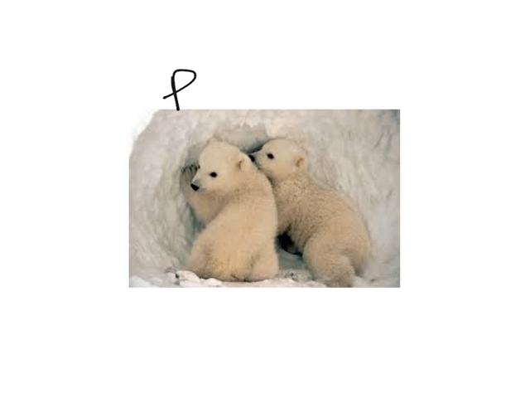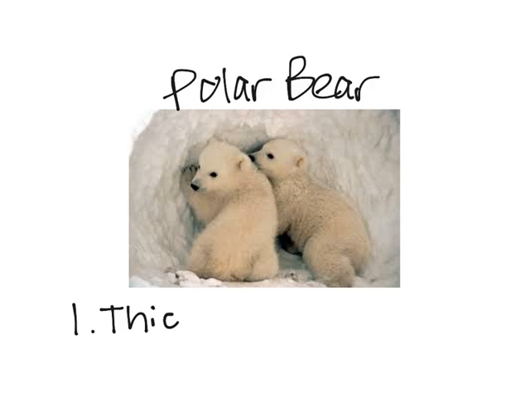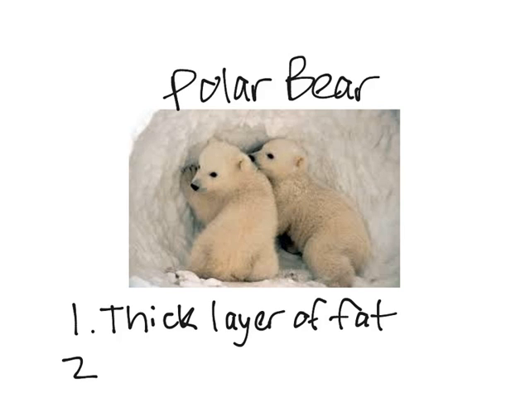So as you can see, this is a polar bear. And we all know polar bears live in the snow and very cold environments. So how they adapted to survive in this environment is they have, obviously, one thick layer of fat under their skin, which provides warmth, and it also helps them float when they swim. And then their fur is white, which helps them camouflage and hunt their prey.